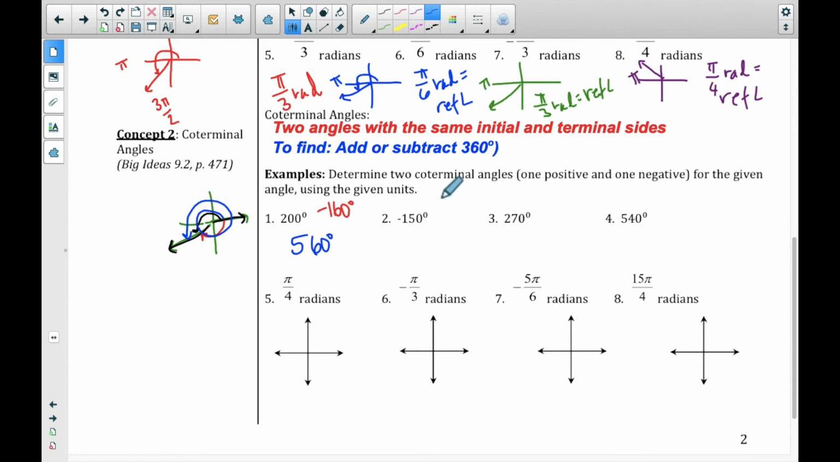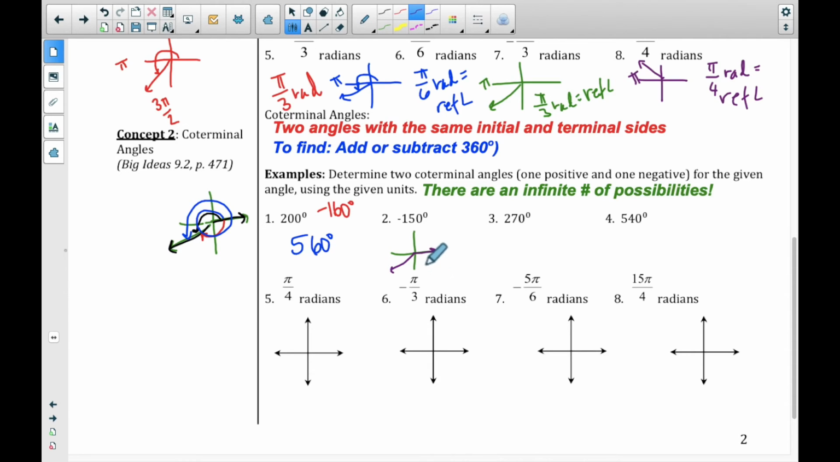Another thing that I didn't write in here that you might write in here is that there are an infinite number of possibilities. There are an infinite number of possibilities because I could add 360, I could add another 360, I could take another 360, I could add as many as I wanted to. The same thing with subtraction. I could subtract 360, I could subtract another 360, I could subtract another 360. So we are just adding and subtracting multiples of 360 degrees.